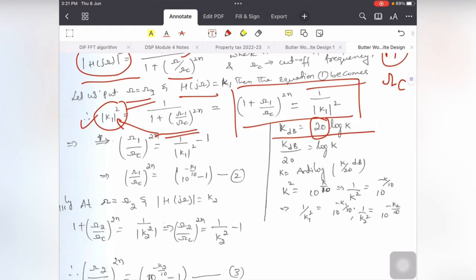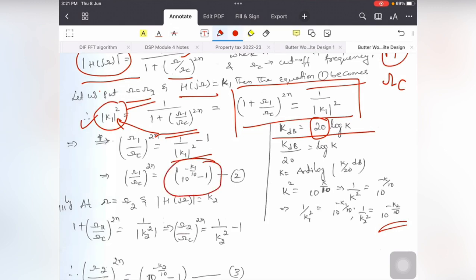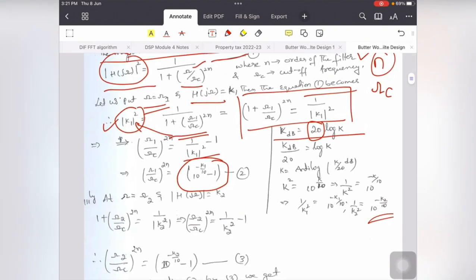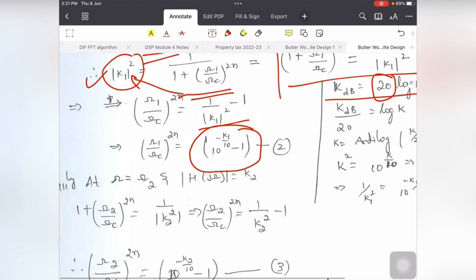You can see here, I will replace 1 by k1 square as 10 to the power of minus k1 by 10, or 10 to the power of minus kp by 10, as well as 1 by k2 square as 10 to the power of minus ks by 10, or 10 to the power of minus k2 by 10. So (omega 1 by omega c) whole power 2n equals 10 to the power of minus k1 by 10 minus 1. Call it equation 2. Similarly, let us look here: I take omega equal to omega 1 and also get equation 2.